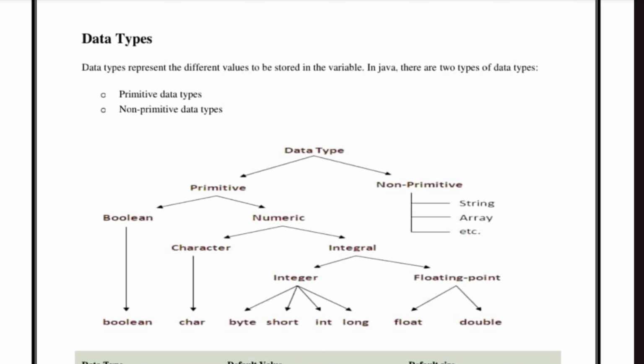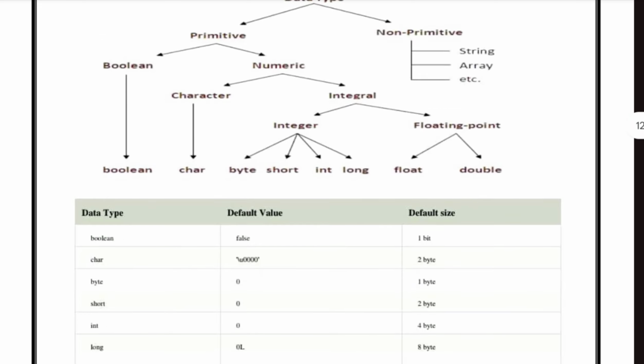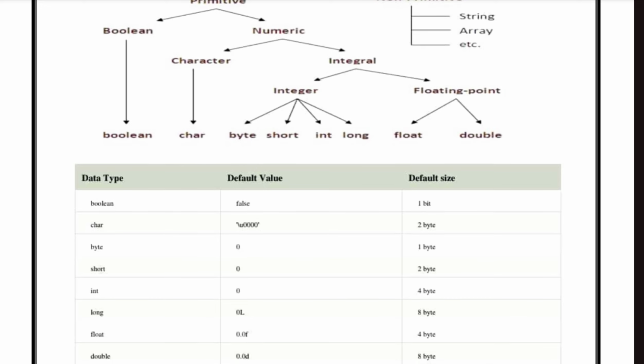First, primitive data types. Primitive data types are the basic data types already provided by languages like Java, Python, and C++. They store simple values and use less memory. Primitive data types are divided into many parts. First, the boolean type. The boolean data type is used to store a true or false value. Example: boolean in Java is used to return true or false. The size of boolean is 1 bit, and the default value of boolean is false.